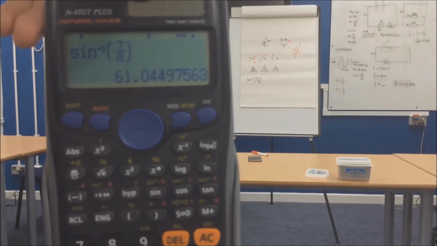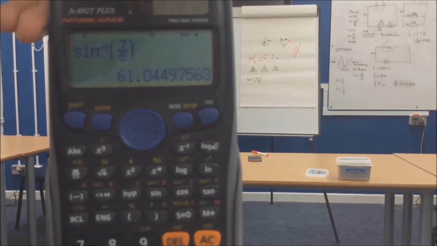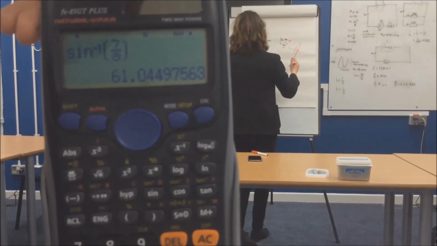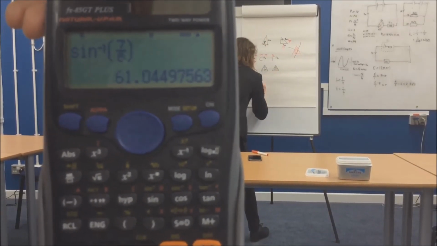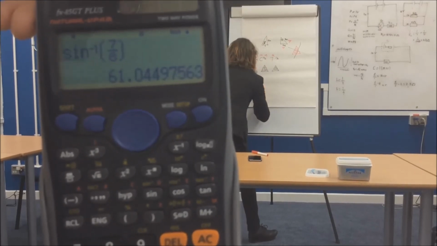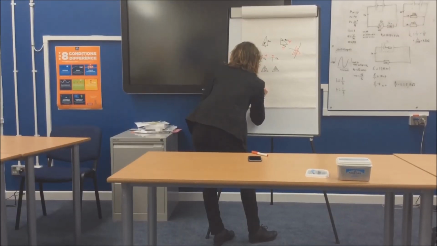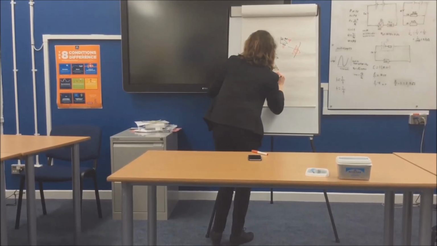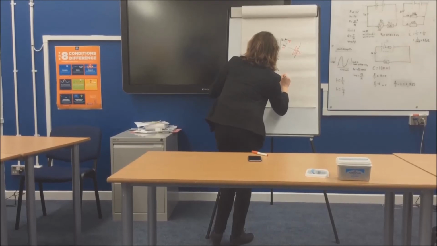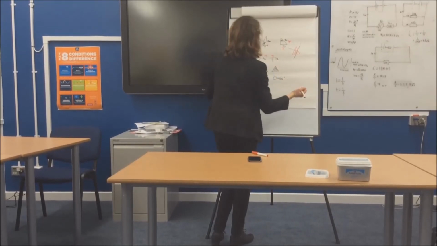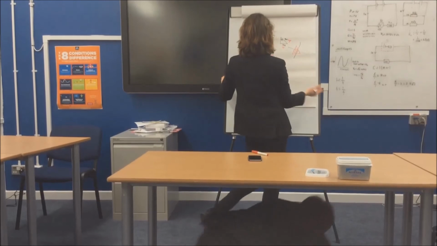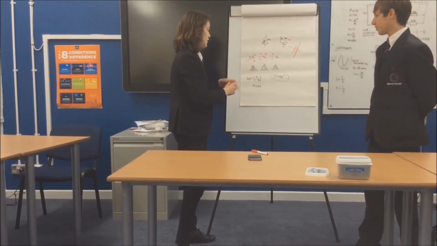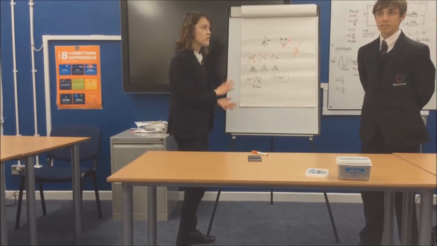The answer is 61.04497563. That's probably about right. Yes, I actually agree with that one for once. 61.044. So we're going to round that to 61. And that's our answer. So now, yeah, that's how we do it. So remember, SOHCAHTOA, and then you can't really go wrong.